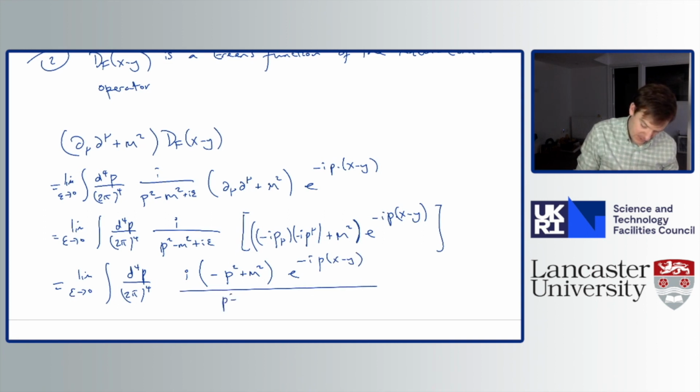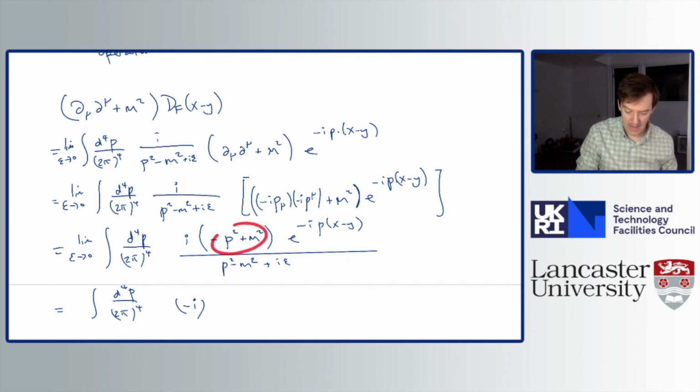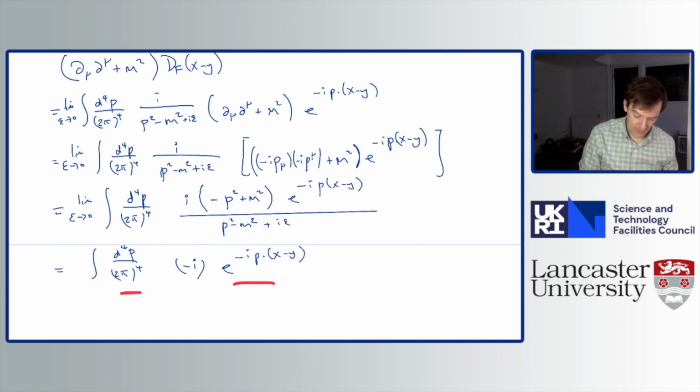We end up with p squared minus m squared. So now we can take the limit as epsilon goes to 0. We'll get a factor of minus i, and the p squared minus m squared pieces will cancel. So I pull out the minus sign. Those cancel, and we're simply left with the exponential. Then if I pull out the factor of minus i, this is an integral representation of the four-dimensional delta function.